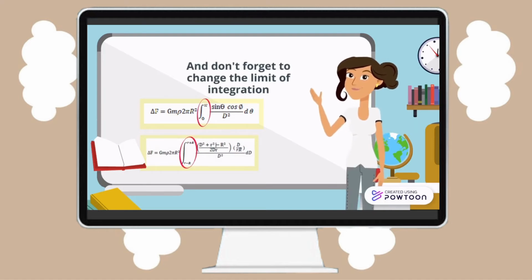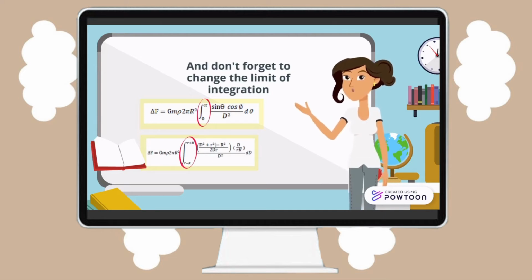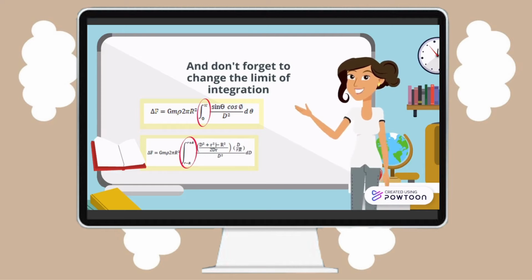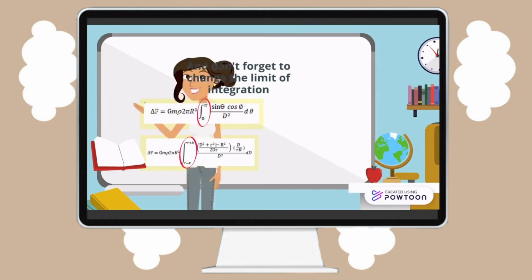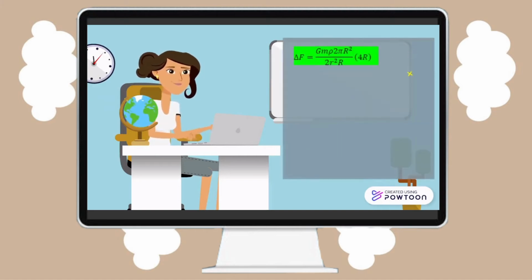And please don't forget to change the limit of integration from 0 to pi, to small r minus capital R and small r plus capital R. After we have done all the integration and simplified the equation, we will get this equation: delta F equals G m rho 2 pi r squared over 2 r squared, times 4r.